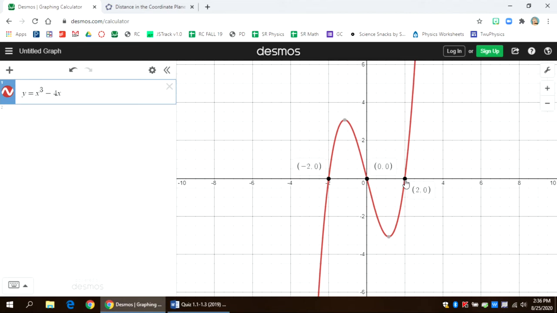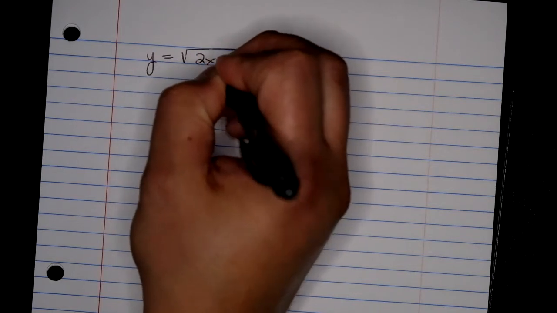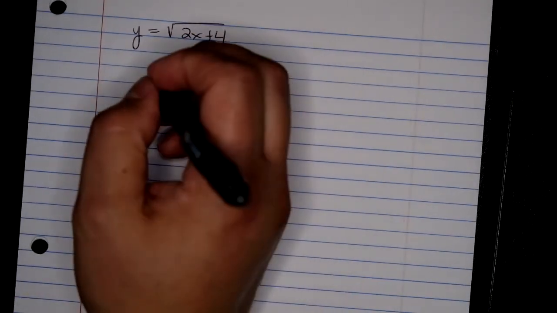All right, let's look at another one. Let's try out this one right here. Try y equals the square root of 2x plus 4. So pause the video, give that one a try. Find your x and your y-intercept.